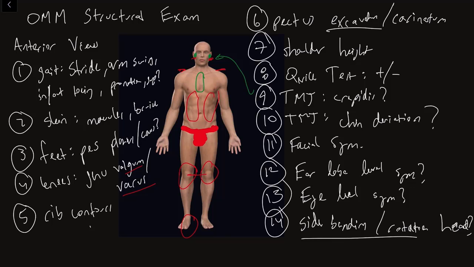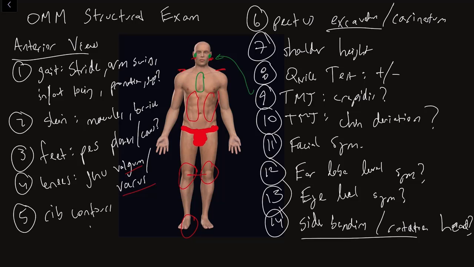So these are the 14 things that you're going to take just from that anterior view of an OMM structural exam. I know it's a lot, and that's the reason why I try to encourage myself and others to be very systematic in how you do this. Just start from the bottom, start from those arches on the foot, work your way up to the knees, and then the ribs, and then that sternum, and then the shoulders, and then that quick test to check that upper extremity active range of motion. Then move on to that TMJ in front of the ears, both sides, and then you're also going to be checking those earlobe levels, the facial symmetry, the eye level symmetry, and that side bending and rotation of that head. I know it's a lot, but just keep practicing it and you guys should get it.